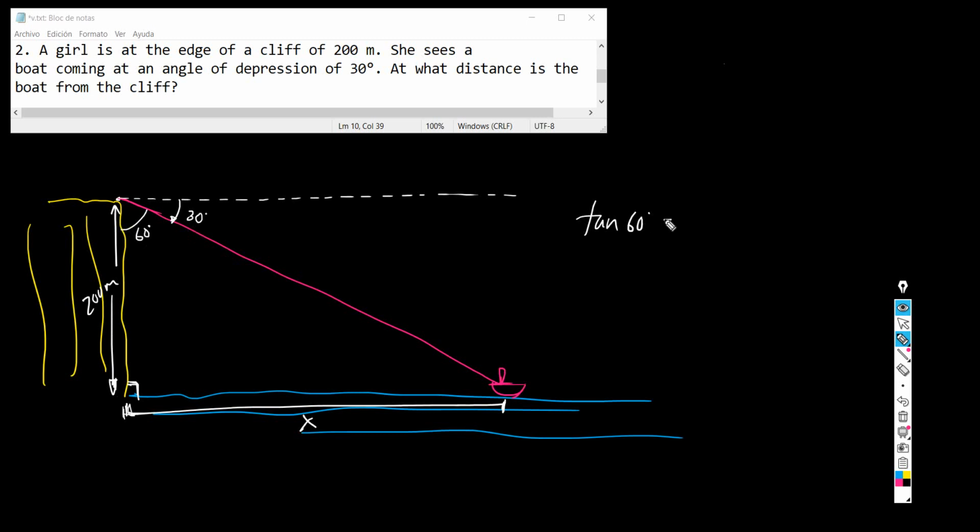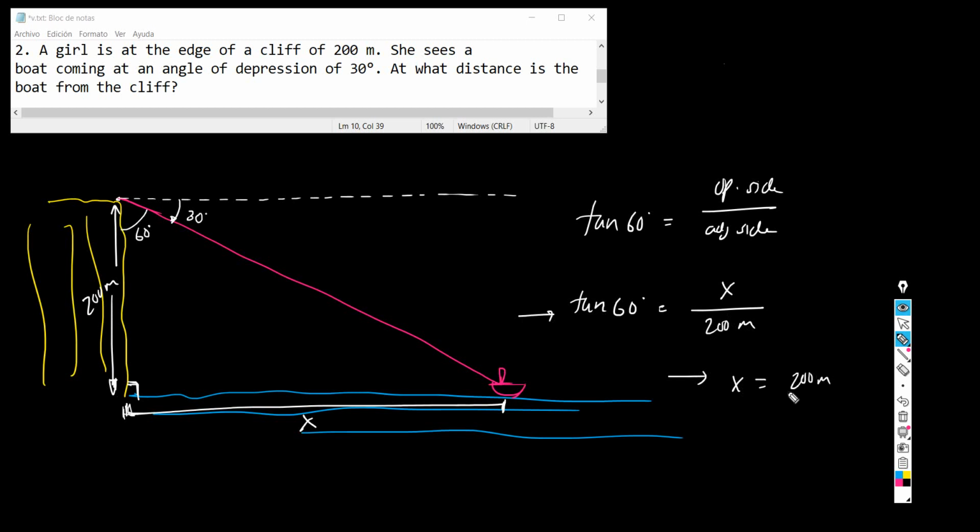Remember, that's equal to the opposite side over the adjacent side. And so the tangent of 60 degrees is equal to the opposite side, which, if you look at this angle, is x, over the adjacent side to 60 degrees, which is 200 meters. One more time, we can isolate x in order to get 200 meters times the tangent of 60 degrees.